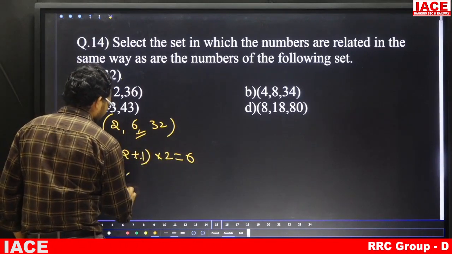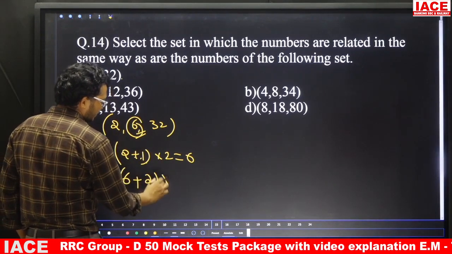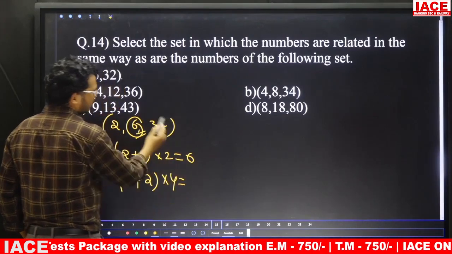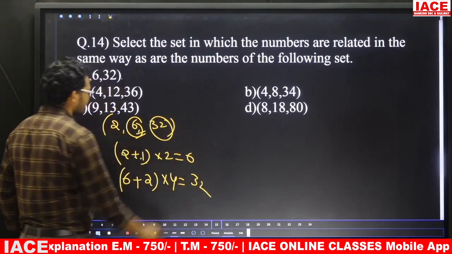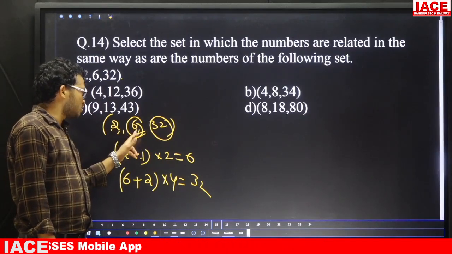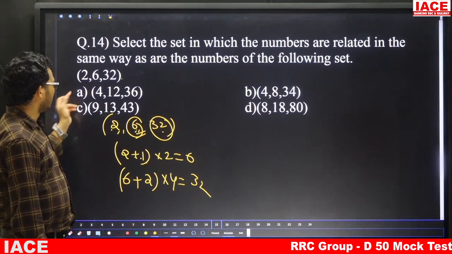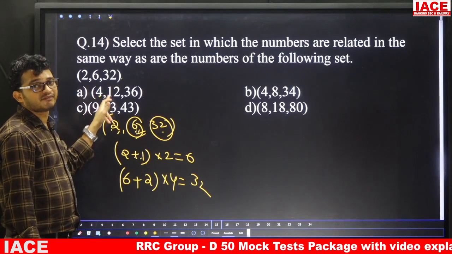Next one, 6. 6 plus 2 is 8. Now 8 into 4 is 32. Yes. Now the logic is: first number plus 1 into 2 equals the second number. Second number plus 2 into 4 equals the third number. Now, apply the same. First number plus 1: 4 plus 1 is 5, into 2 is 10.